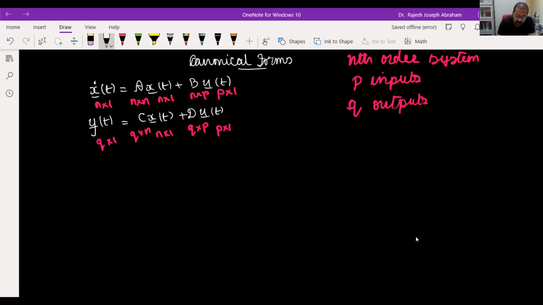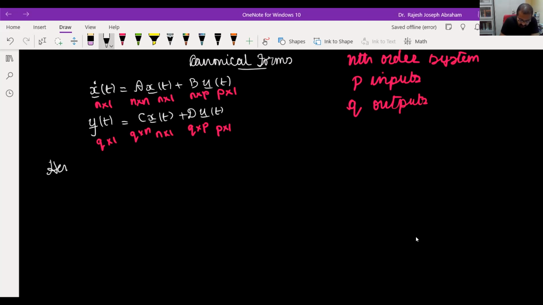So the number of elements in the ABCD matrices would be n into n plus n into p plus q into n plus q into p, which is too large, right? So using accepted practices, they can be brought down to a minimum number of non-zero elements. As I said before, such a realization or representation is called canonical forms.